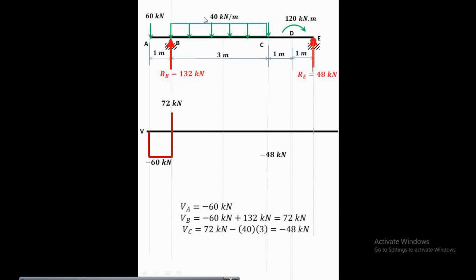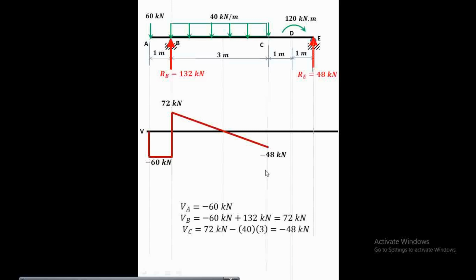So nag-start tayo dito ng 0. Pagdating ngayon dito kay shear diagram is magiging 1 degree curve. Ang itsura ng 1 degree curve ay slanting line. So, ang ibig sabihin ngayon nun, i-connect ko si 72 at saka si negative 48 kilonewtons using a slant or diagonal line. Nag-start tayo kay load diagram ng 0 degree. Pagdating kay shear, magiging 1 degree curve.